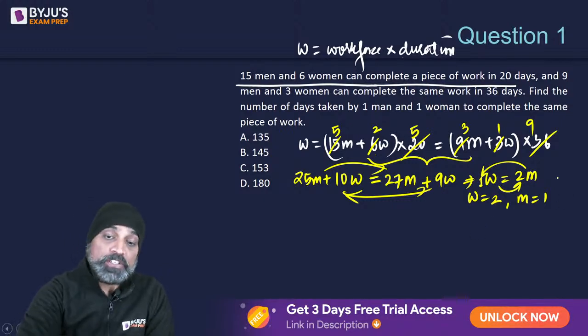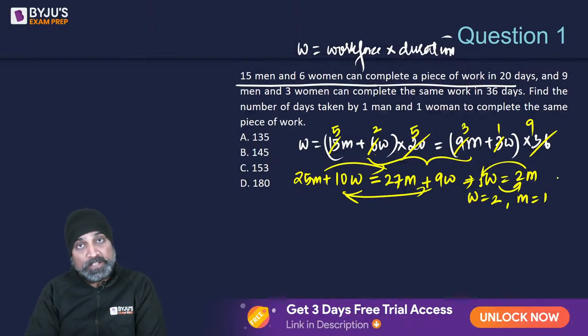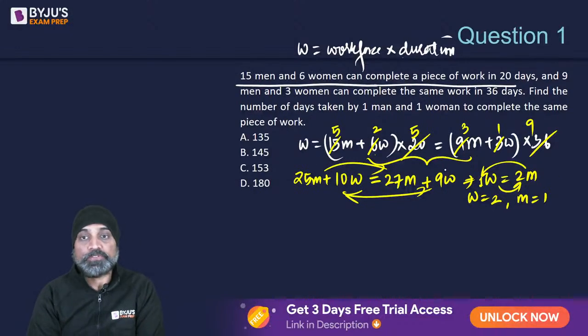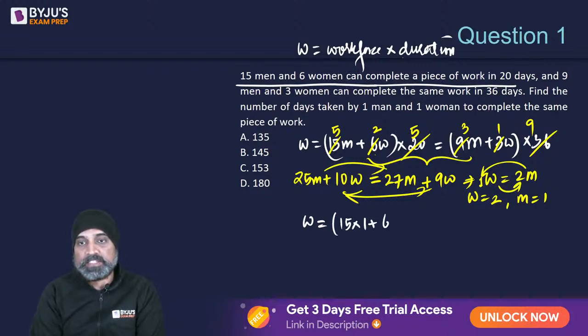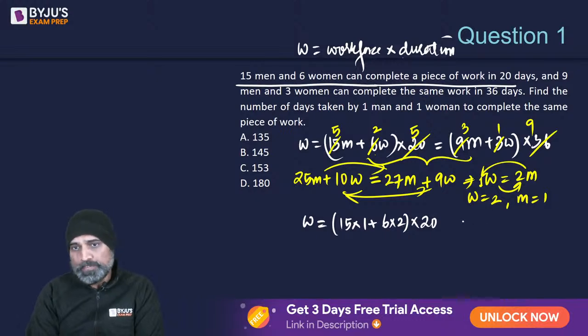Once we have got the values of m and w, the relative values known as the ratio of m and w, we can put it back in the equation and find out how much work we are dealing with. So it says 15m, m is 1, and 6w, w is 2, into 20. This is the total amount of work, right? We can write this as 15 plus 12, which is going to be 27 into 20. Let's leave it as such. This is the total work.